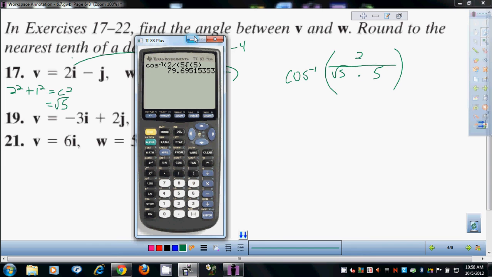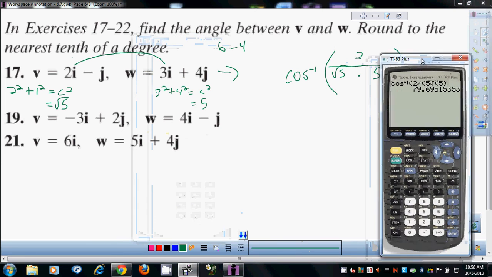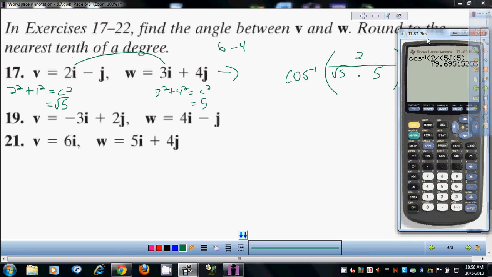Excuse me? Oh, yes. I don't know. What did you get? Well, I could be wrong. Let me check. Well, that's possible. Tell me exactly what you punched in, verbatim. Cosine inverse of, then tell me all the parentheses and everything.